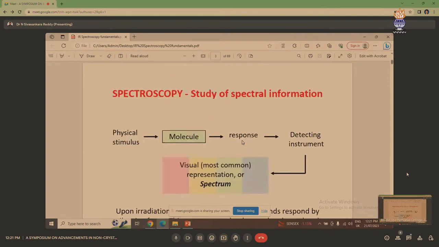How does the infrared spectroscopic technique work? We actually supply a radiation to a molecule. There is a response to that radiation by the molecule. It absorbs the radiation, and as a result, it is going to vibrate, with higher levels of vibration. We can detect this response in the form of a spectrum.